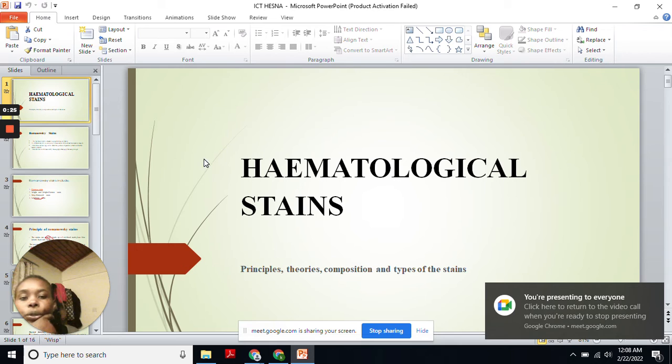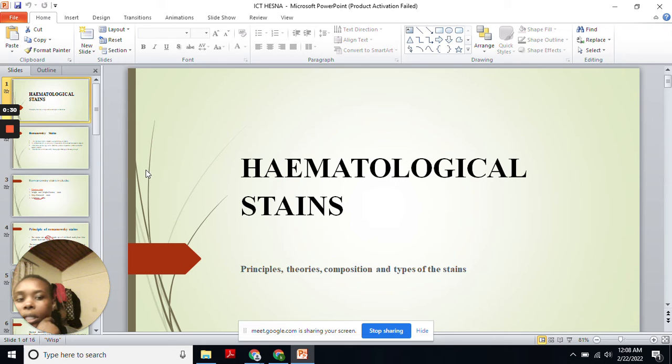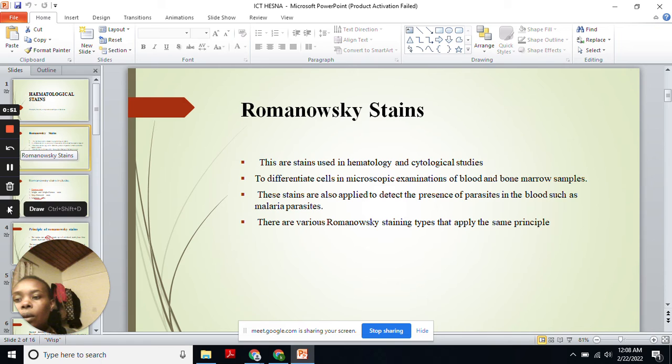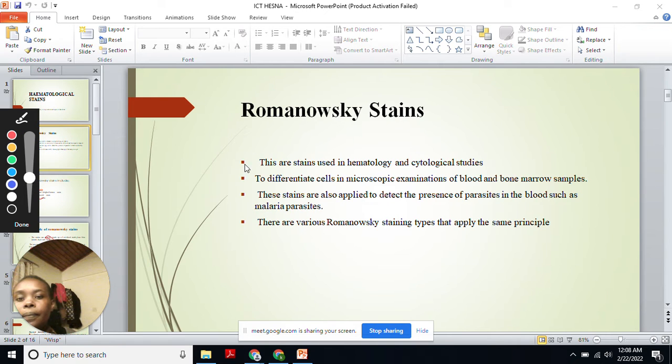Today we are going to learn about hematological stains. These are vital stains in the hematology lab. We are going to look into the principles, theories, composition, and types of stains used in the hematology lab. We are going to start with the Romanowsky stains. We use them day to day in our labs.